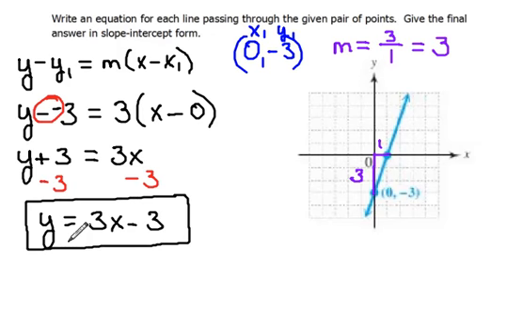So now we have the equation of a line, and it is in slope-intercept form, where we have a y-intercept at -3, and we have a slope of 3.